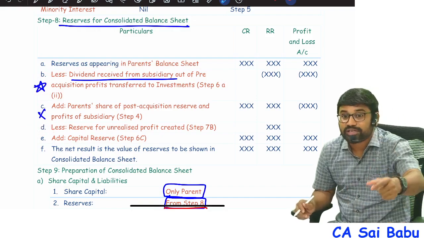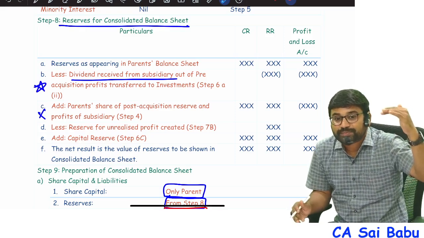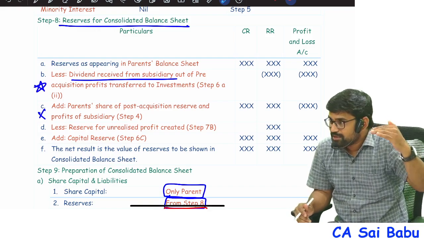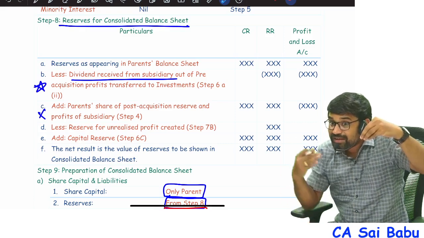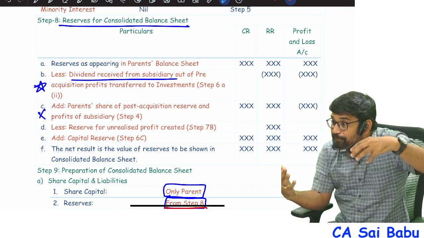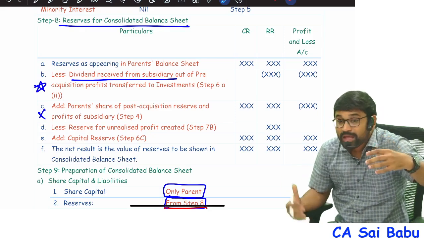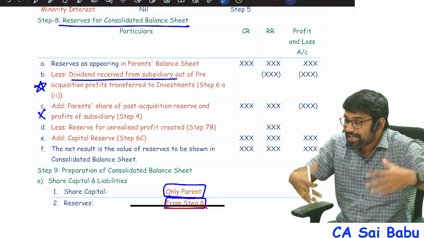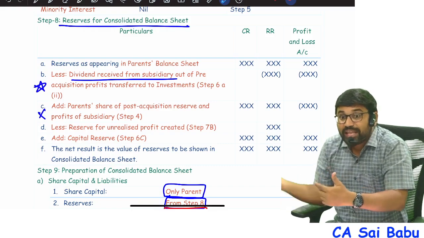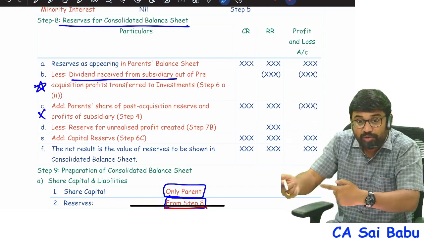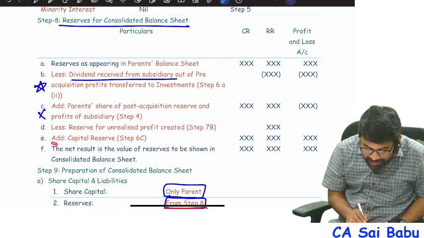Tell me, this is important. What adjustments will come in consolidated reserves? First, always you start with what? Parent company reserves. Now to this parent company reserves, three adjustments. Tell me, first adjustment, parent company share in the post acquisition profits of subsidiary. Second, any unrealized profit in respect of transactions between parent and subsidiary, eliminate. Next, any dividend received from subsidiary from pre-acquisition profits wrongly credited to P&L, now deduct. These three. Apart from that, capital reserve will also come.